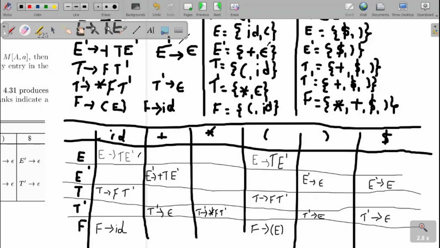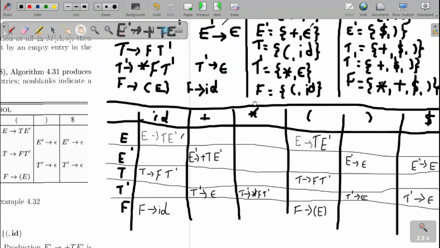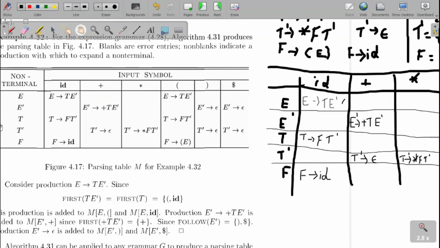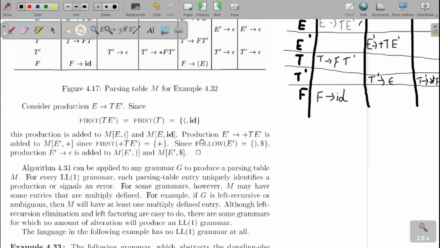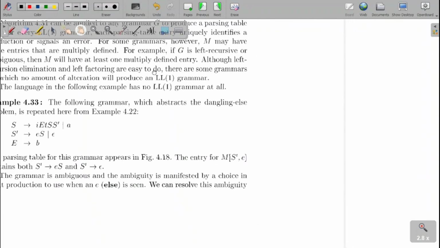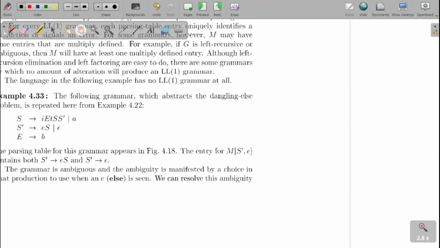Right? So now let us take the case where the grammar is not in LL(1). It is the same table we have constructed there, written over here. Fine. So now let us go with the next grammar. For this one, let us solve.